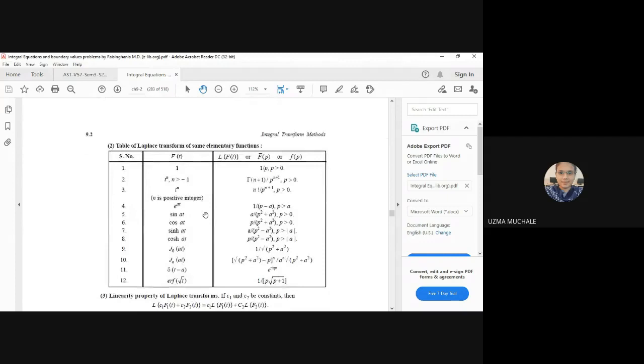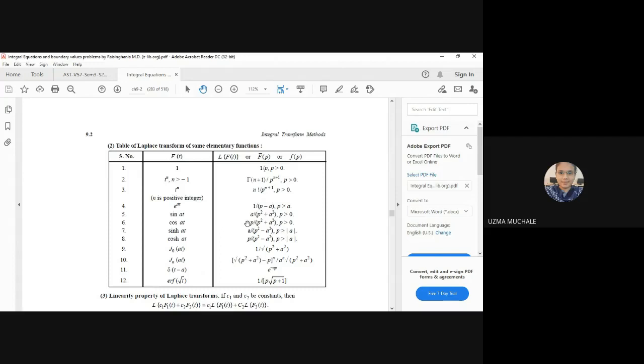And this is the list of formulas which we are going to use, which are useful for our integral equation. The Laplace transform of 1 is 1 upon p, or we can write it as 1 upon s, because some teachers teach it as 1 upon s or 1 upon p. Now the Laplace transform of t raised to n is n factorial upon p raised to n plus 1, or you can say it is gamma n plus 1 upon p raised to n plus 1, because gamma n plus 1 is nothing but n factorial. Here the condition is that n is a positive integer. The Laplace transform of e raised to at is 1 upon p minus a.